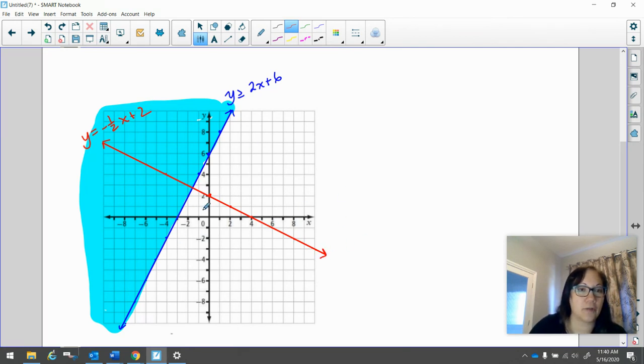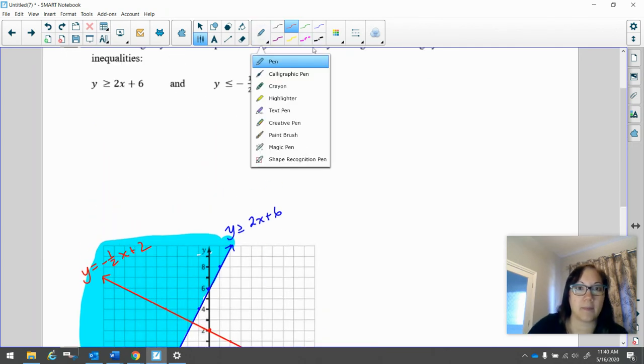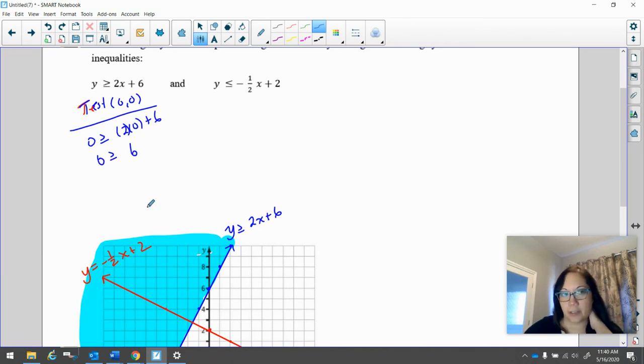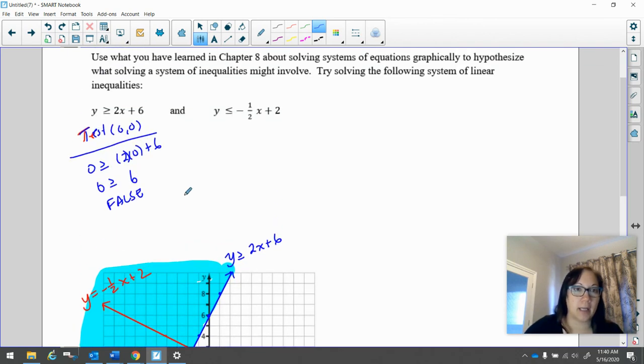Now this solution region, oh, I never showed my test point up here. Sorry, I was just looking at my answer key. Back it up to the blue one for a second. If I tested 0, 0 on the blue one, I would get 0 is greater than or equal to 2 times 0 plus 6. So 0 is greater than or equal to 6, which is false. So 0, 0 is not part of my answer region, hence why I shaded the blue line to the left.